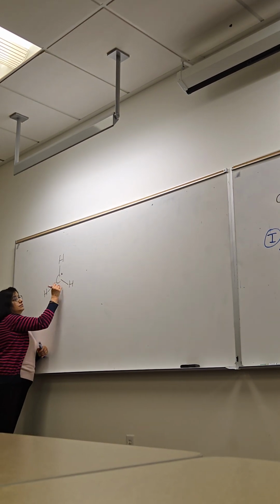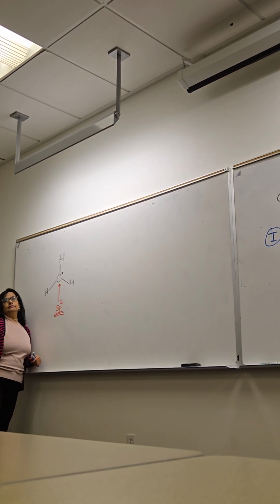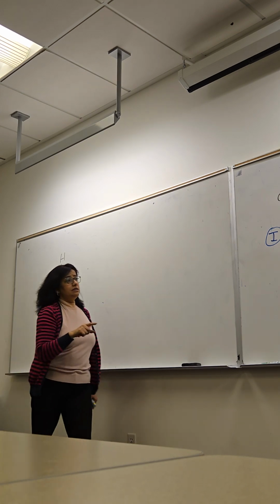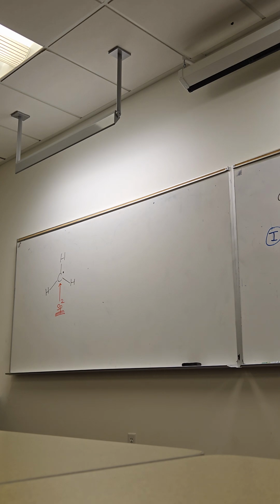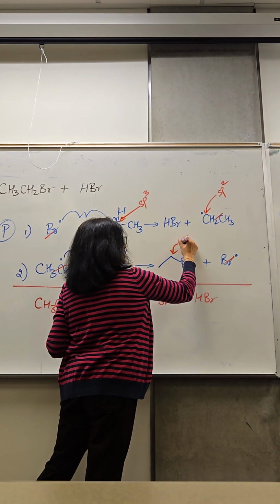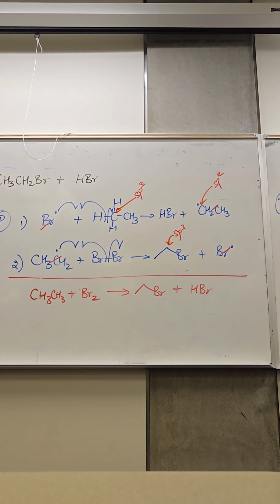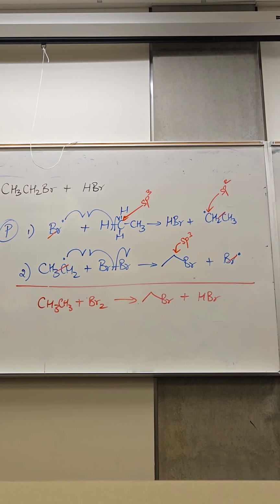The carbon atom is sp2 hybridized. It's not sp3. It was sp3 before. This carbon atom is sp3, but sp3 becomes sp2 because the radical is sp2, and once the next step happens, it becomes sp3 again. So the radical carbon is sp2 hybridized. Do you guys remember the sp2 hybridization state?